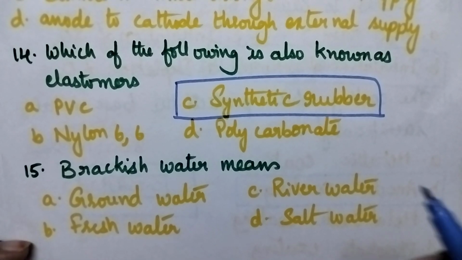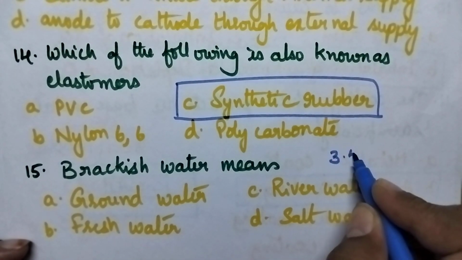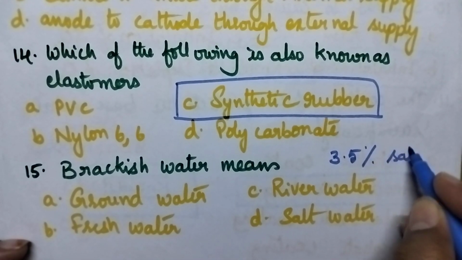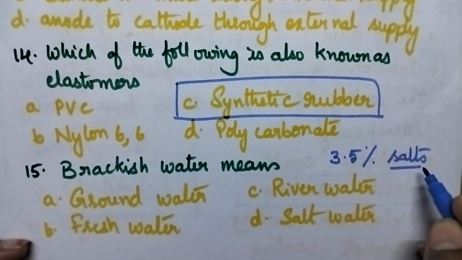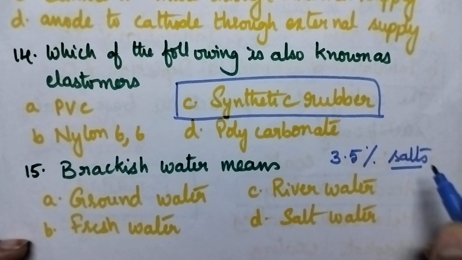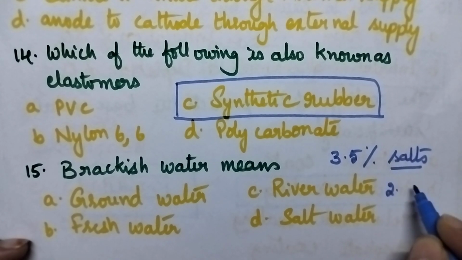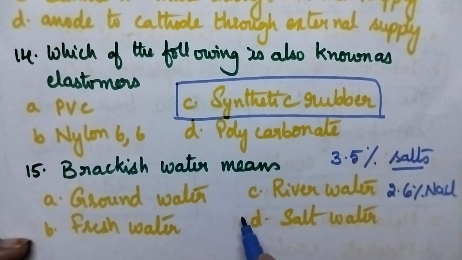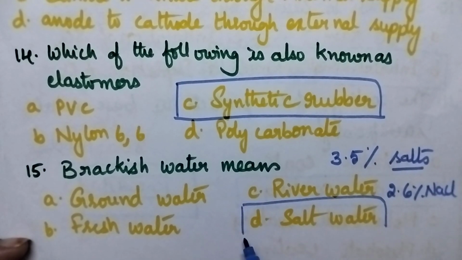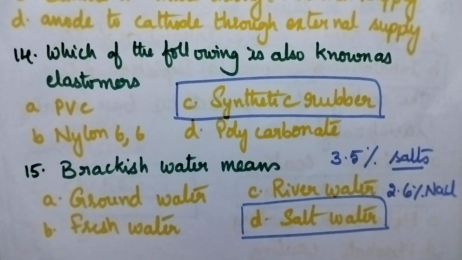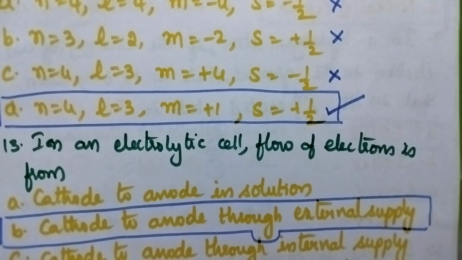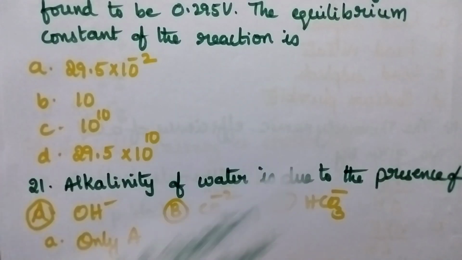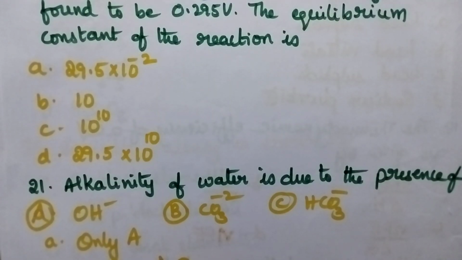Brackish water means especially ocean water or sea water, which contains 3.5% of salts and is salty in nature. That's why it is called brackish water. That means it contains 2.6% of NaCl. So in particular, salt water can be called brackish water. So option D is the right answer. Let us move on to the next question.